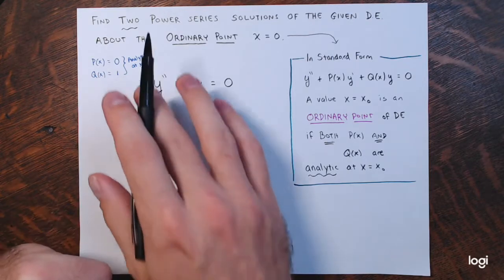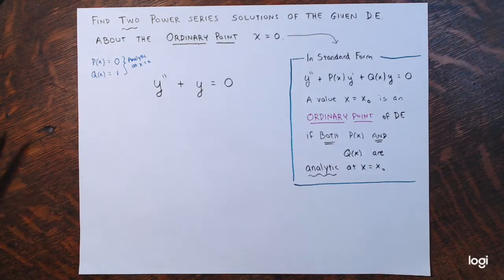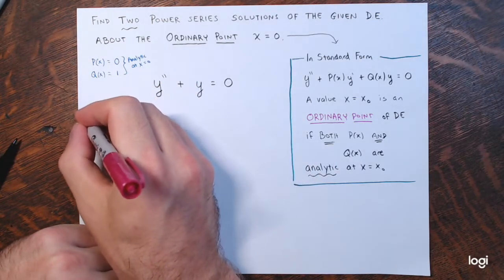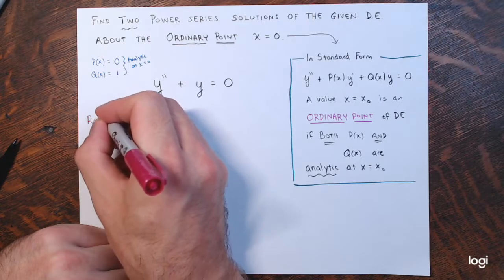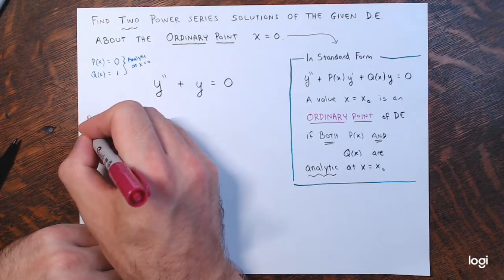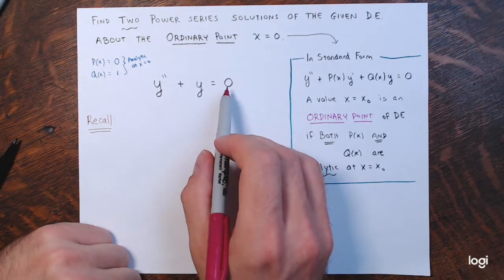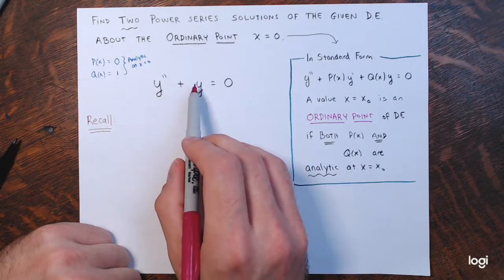Okay, now before I get into actually finding the power series solutions, let's solve this the old-fashioned way. I'm sure you've seen this method of solving an equation like this. So I'm going to put recall here. This is a homogeneous linear equation with constant coefficients.